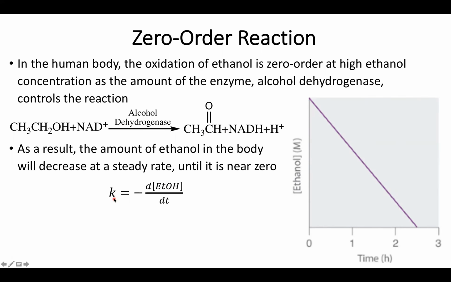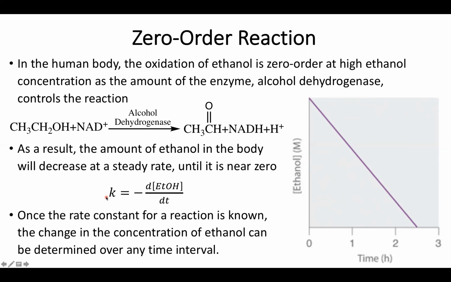And so as a result, using this simple rate law, we have that the decrease in the amount of ethanol present over time is related to just the rate constant. And so once we know the rate constant, we can go ahead and predict the exact change in the amount of ethanol over any time interval, which is very important if you want to know how long you're going to stay drunk. And it has a lot to do with an individual body system. So this exact rate constant can change from person to person.